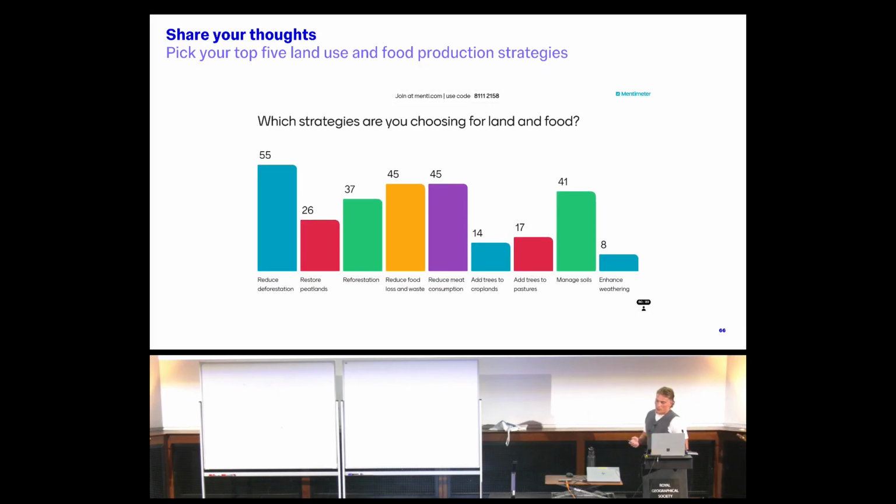Okay, so we've got reducing deforestation, looking very popular. Also reducing food loss and waste and meat consumption. Reforestation has some backers as well, and managing soils too. And so in the interest of time, I'll move on.